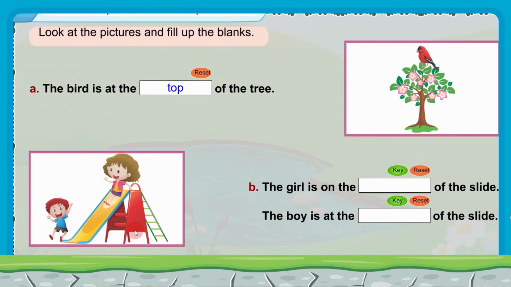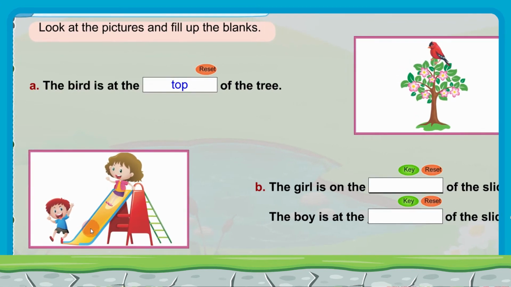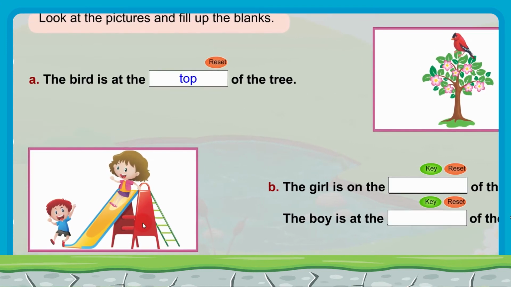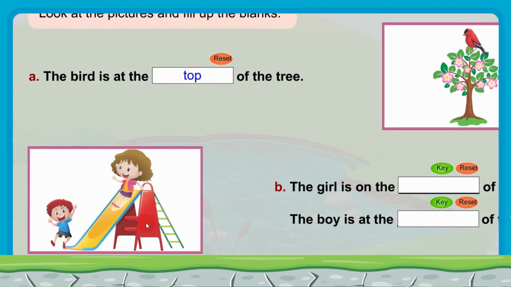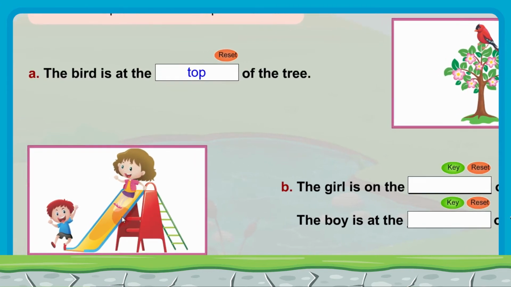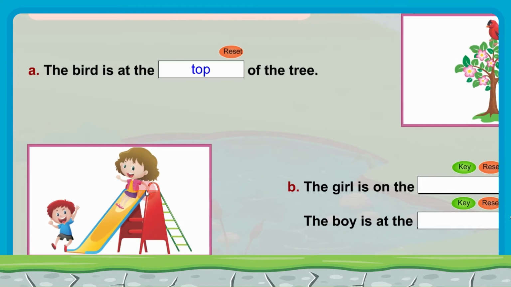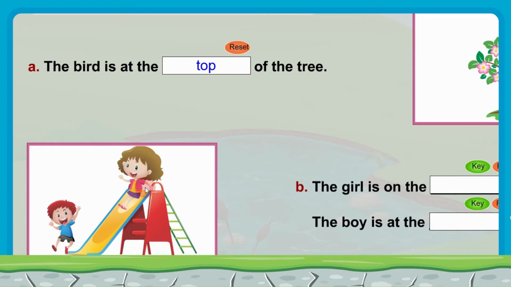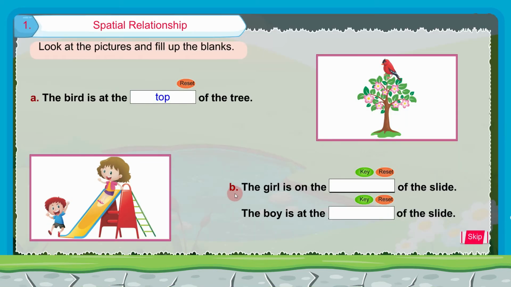this is a slide. Yes, I think you all know what a slide is. You can find these slides in the playground, in the parks, where you can slide from up to down. You can slide from top to bottom. Here the girl is sliding from top to bottom. This is the top part and this is the bottom part. So the girl is at the top of the slide and the boy is at the bottom part of the slide.